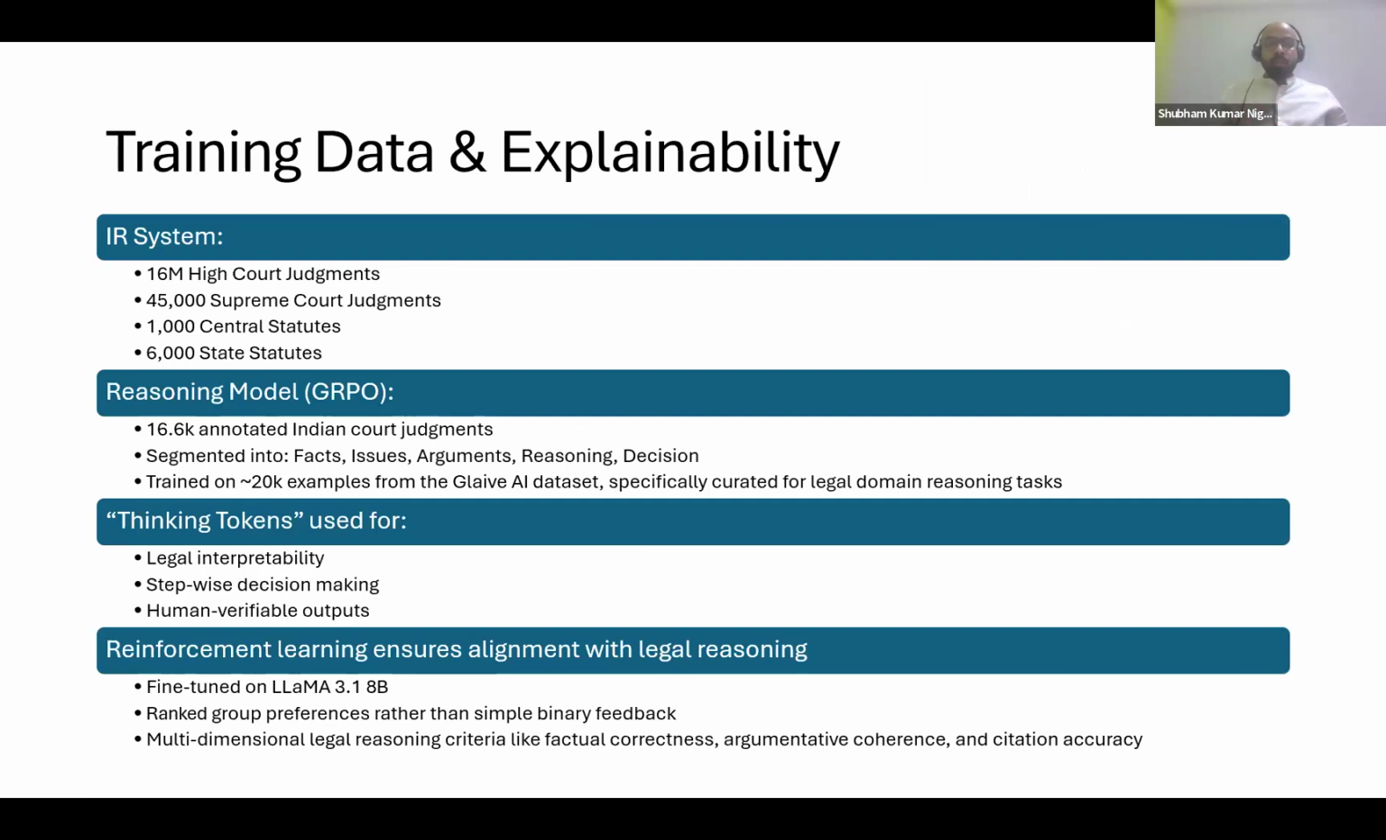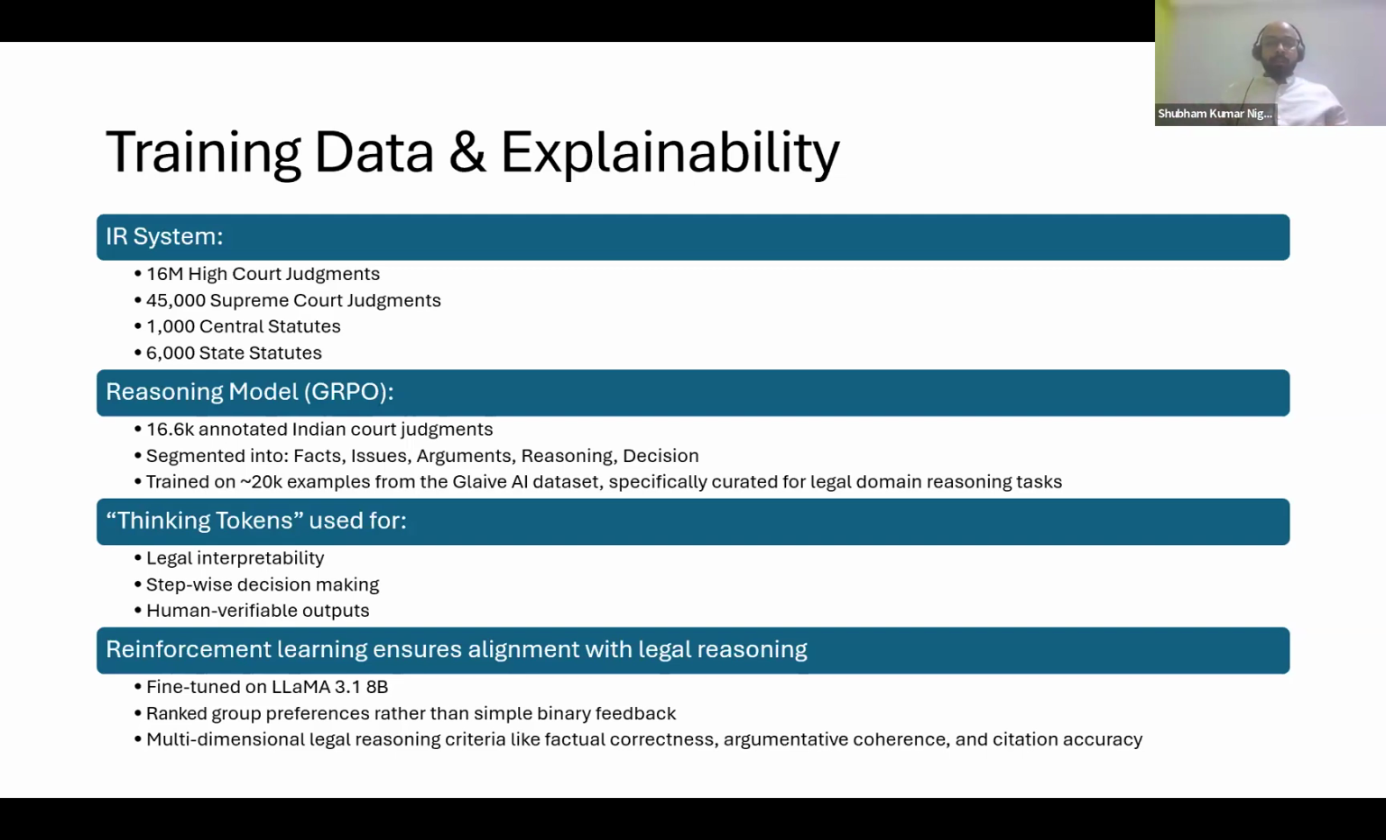I'm not going to go deep on this because it will take time. But as an overview, we have 16 million High Court cases and Supreme Court cases, central statutes, state statutes, all those things, which we use as an IR system. And for the reasoning model, we have around 16.6 thousand annotated legal corpora, which has segmentation like fact, issues, argument, reasoning, decision, which we take for fine-tuning as well as GRPO training, both.